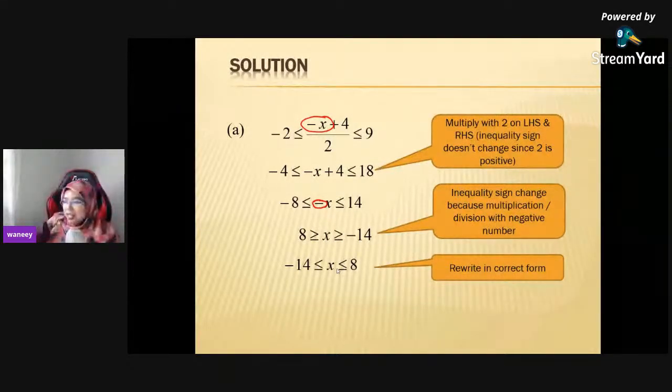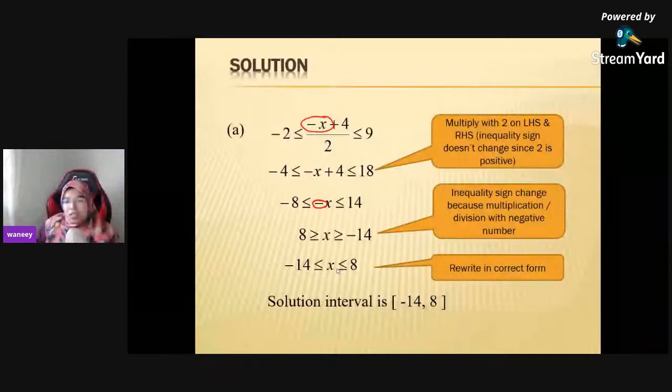So that is A. So now the solution interval. So since we have the equal sign over here, that means this is a square bracket. So equal sign, a square bracket as well. So -14, comma with 8. So those are the solution interval.